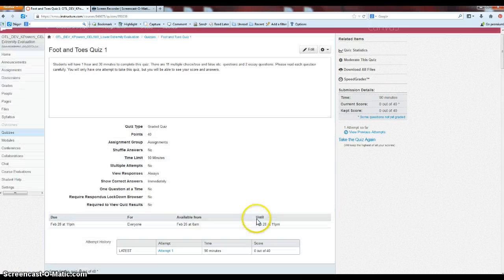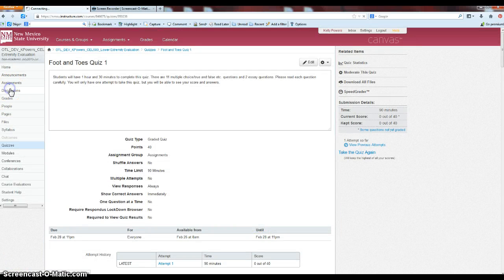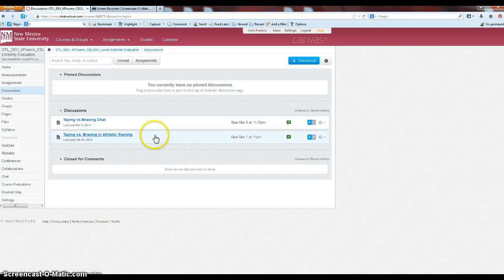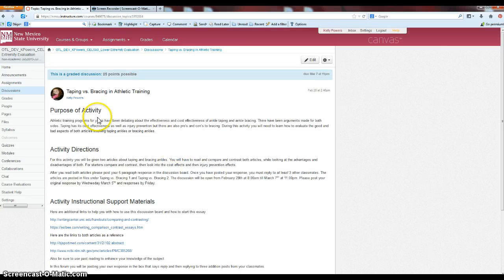So next was the discussion and the chat. Initially when I made this, I posted these both under discussions. So first was the actual discussion, where students had to read 2 articles that I posted in files about taping versus bracing.